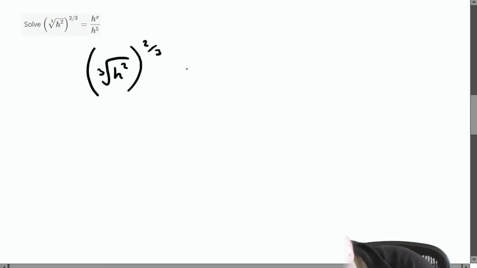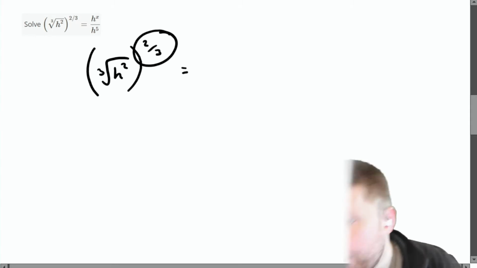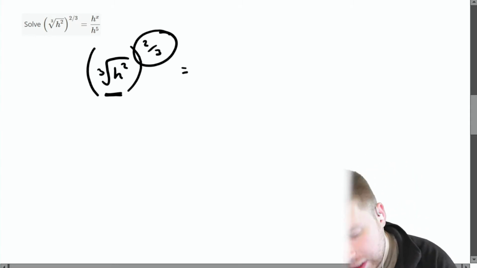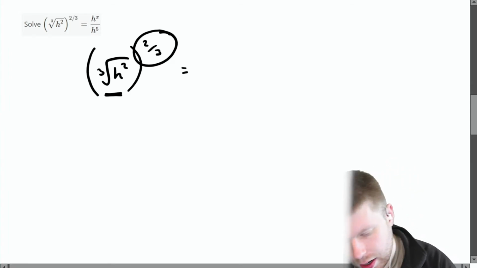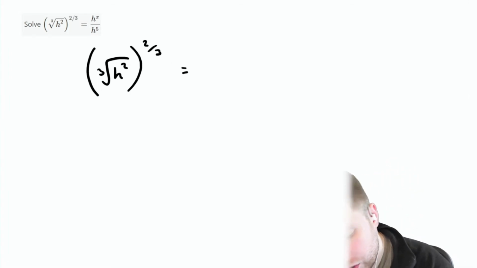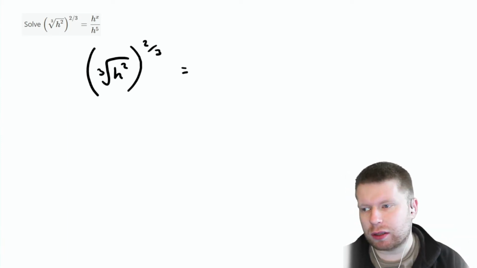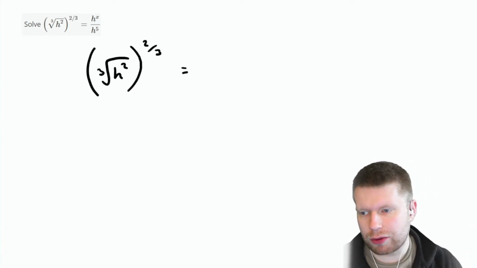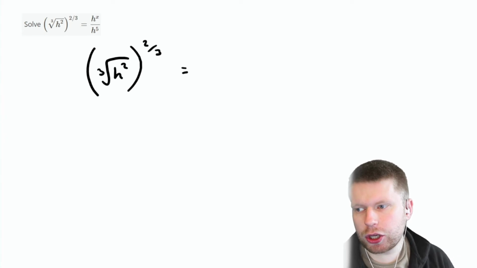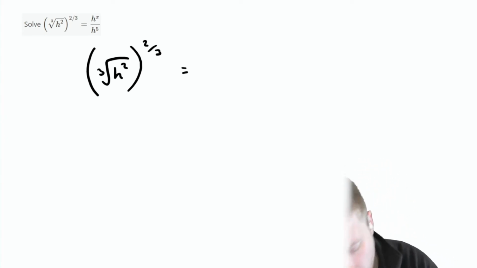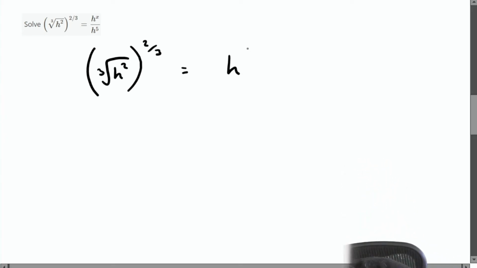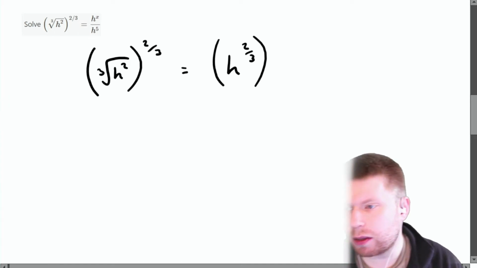All right, so first things first, I'm seeing a power up here, but I'm seeing roots inside the brackets. So first of all, I'm going to make sure that I have a power which is the same both inside the brackets and outside the brackets. So in other words, no roots. I don't want to see any roots here. So the cube root of h squared, hopefully you realise that I can just write that as h to the power of 2/3. Okay, so that's the bit inside the brackets.